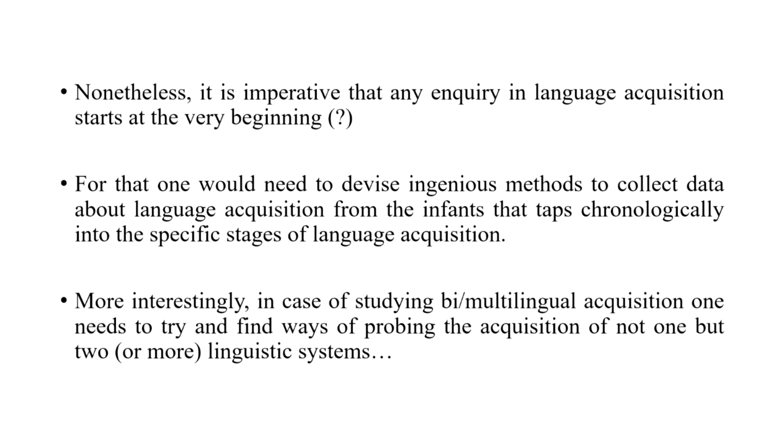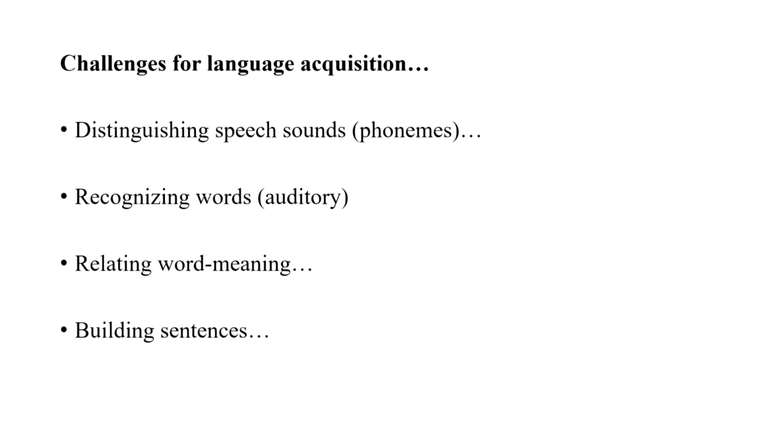More interestingly, in the case of studying bilingual or multilingual acquisition, one needs to find ways of probing the acquisition of not one but two linguistic systems. Is the child acquiring the sounds of the first language? Is the child acquiring the sounds of the second language? Can the child distinguish between the sounds of the two languages or not? These are some of the very interesting questions that researchers who are interested in language acquisition need to look into and ask.